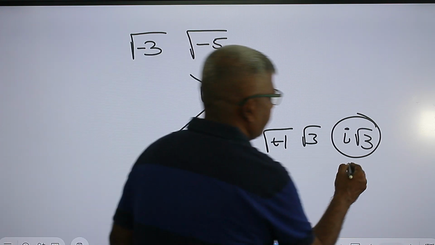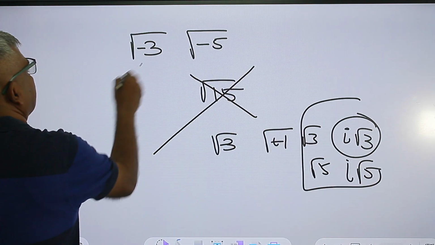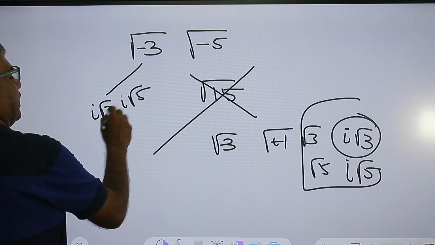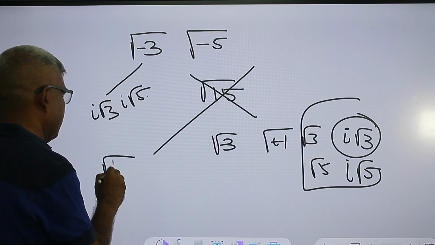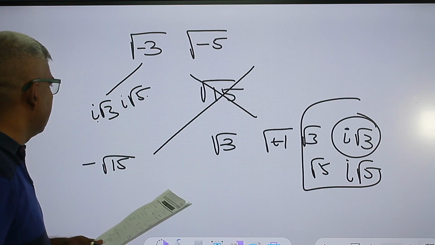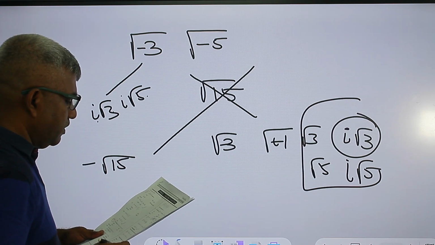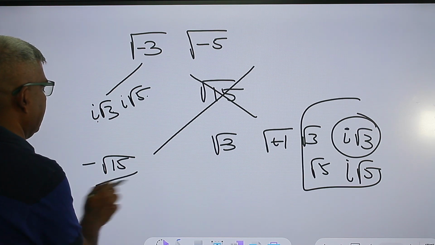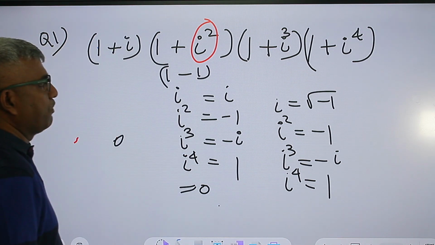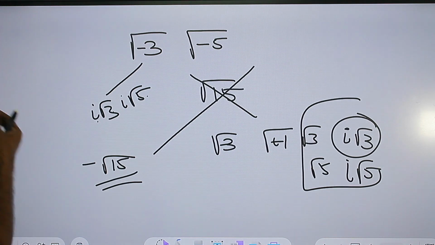That is i root 5. So what will happen? i root 3 times i root 5. Root 3 into root 5 is root 15. i squared is minus 1. So minus root 15. Okay. Simple one. Copy it down for question number 1. We have a copy. Question number 2, copy it down.